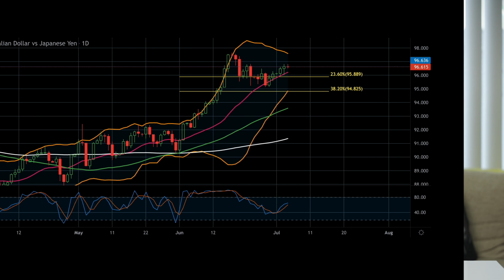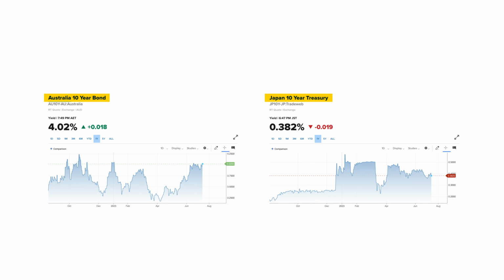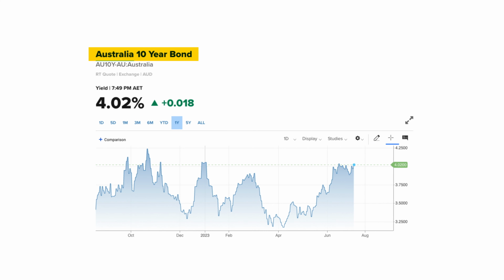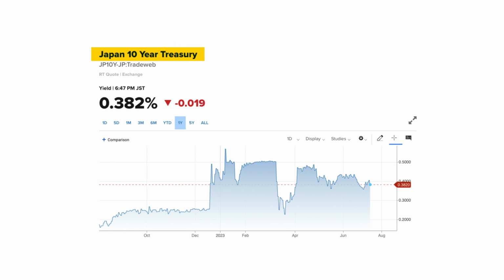This idea is supported by the movement on the 10-year bond yields of the two countries. If we check on the charts of the yields, we will see that the Australian ones have reached the previous high above 4%, while the Japanese has declined to 0.38%. This indicates that the capital is flowing more aggressively in favor of the Aussie dollar against the Japanese yen.